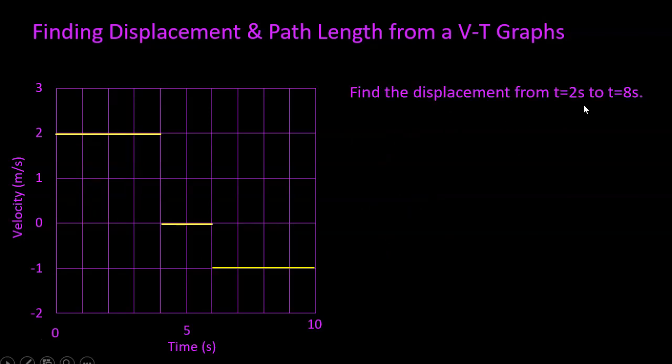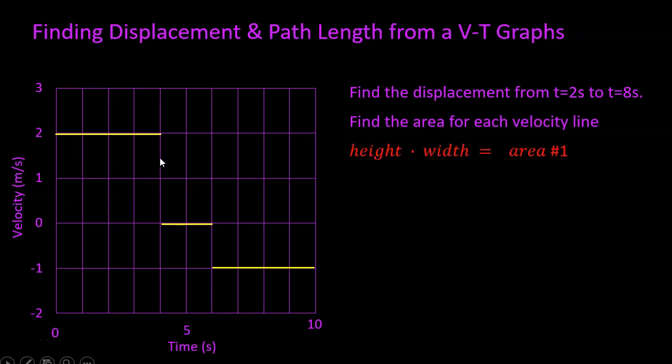Find the displacement from 2 seconds to 8 seconds. In this problem, 2 seconds to 8 seconds goes across all three of our different velocity lines. So let's see how we solve this. This is a little different than the other problems. First, we need to find the area for each velocity line. Area 1 is going to be the width and the height multiplied by each other, and that's shown here.